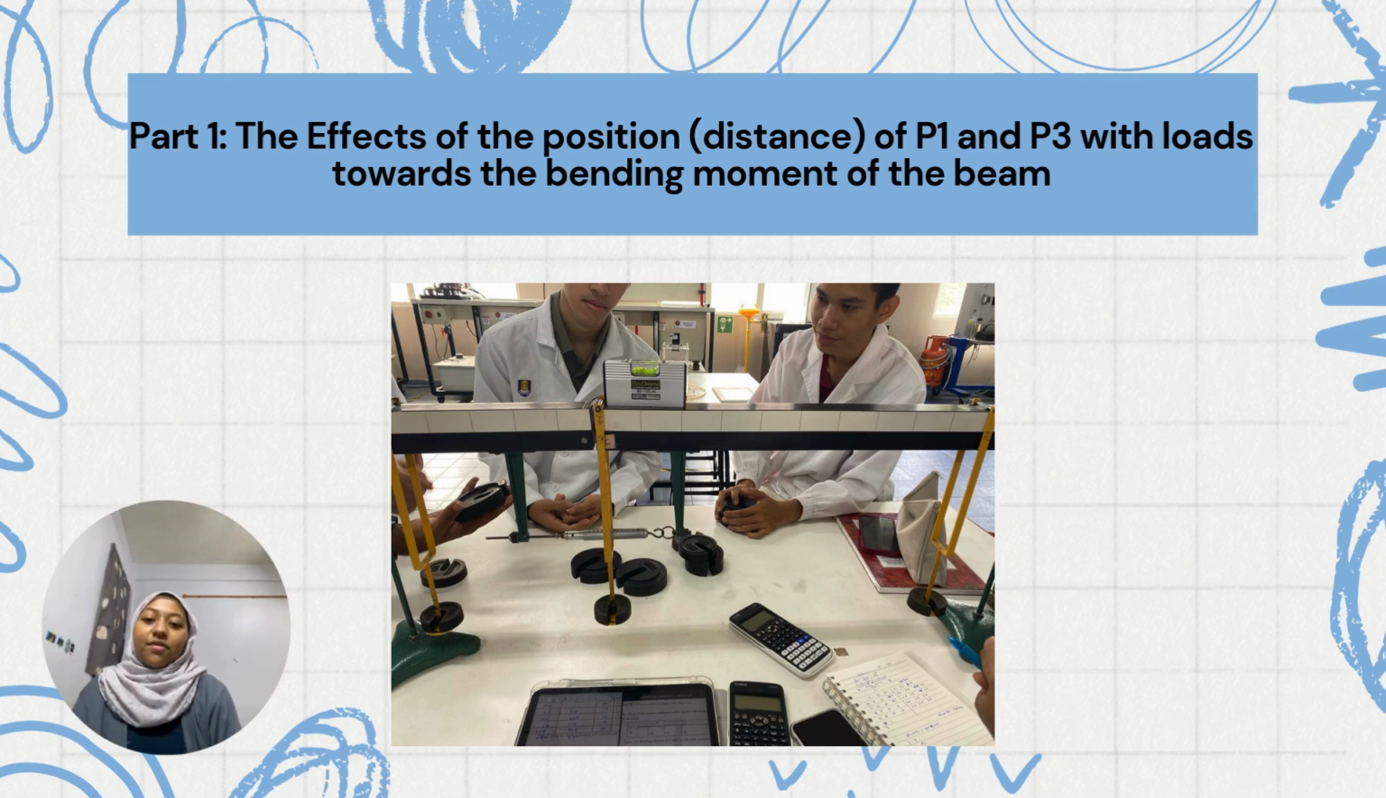Part 1. The effects of the position and distance of P1 and P3 with loads towards the bending moment of the beam, which is P2.